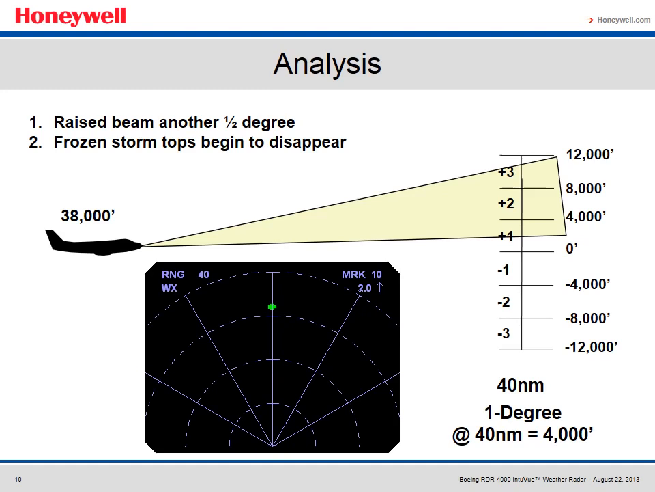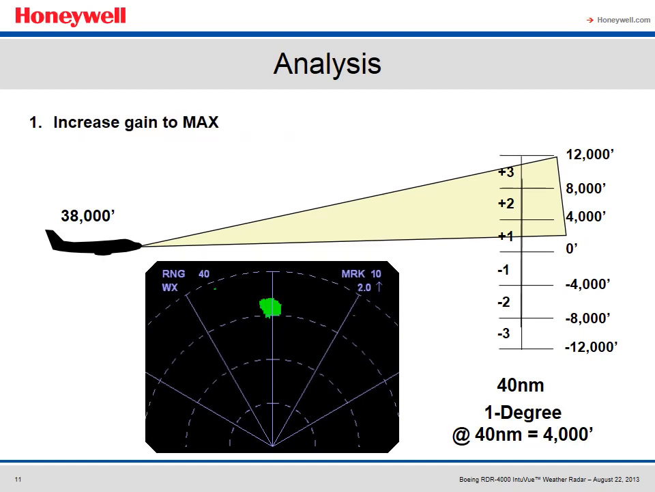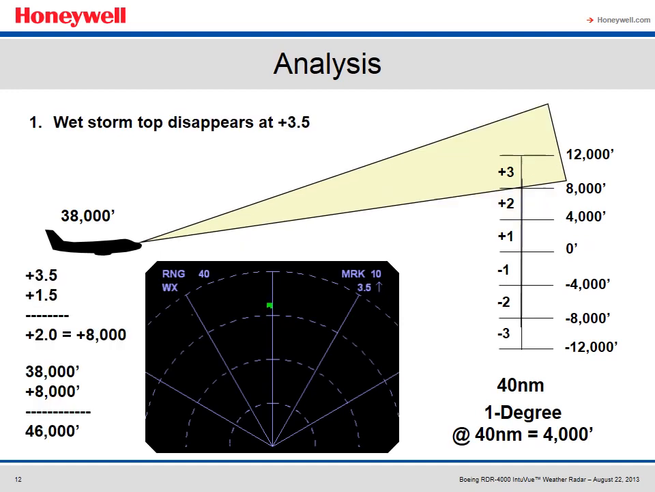Tilting up will cause the radar to look mainly at less reflective frozen ice crystals. The gain can be increased to maximum, allowing us to better see the frozen particles and get a better measurement of the height of the cell. Now, increasing the tilt may be continued until the top of the cell disappears. The cell completely disappears at plus 3.5 degrees up tilt.